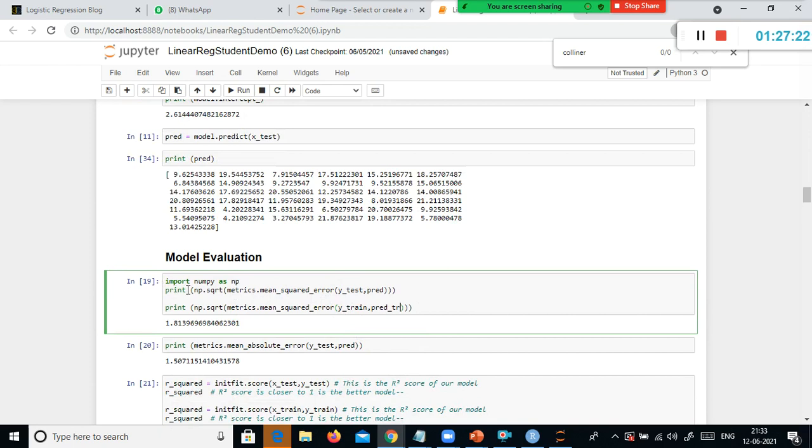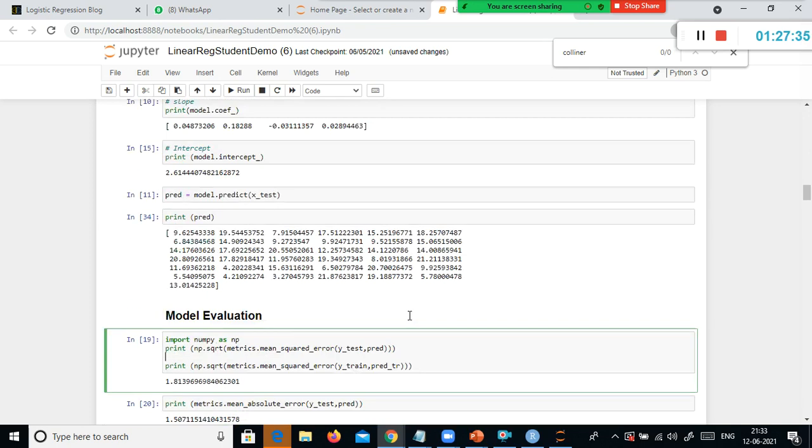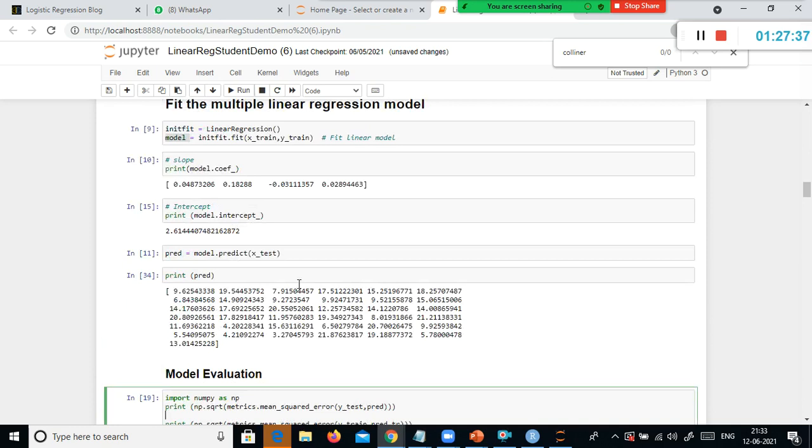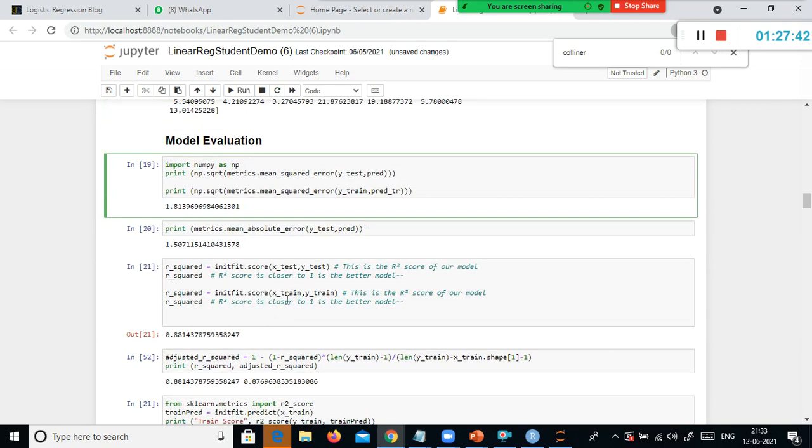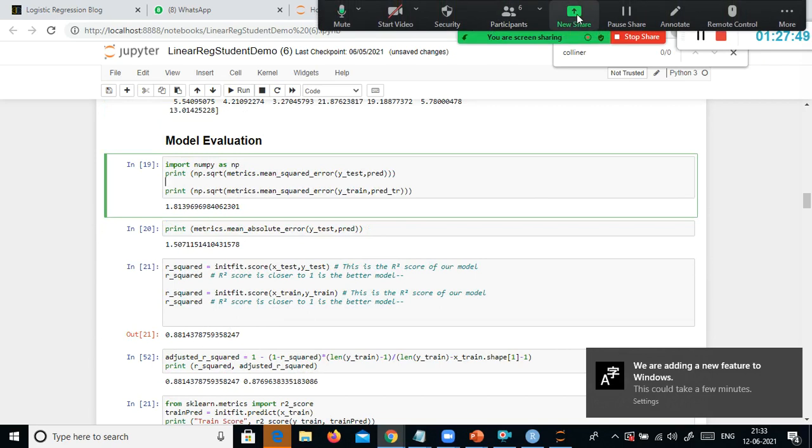And if you take the square root also, using np dot square root, this is nothing but your root mean square error. Sorry, this is for the training data set, and this is for the test data set. If these two RMSEs are somewhat closer, or if the adjusted R squared for those two, the training and test model, are somewhat closer, then your model generalized well. Otherwise, your model is not generalized well.